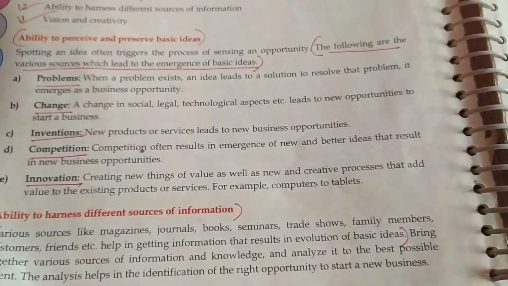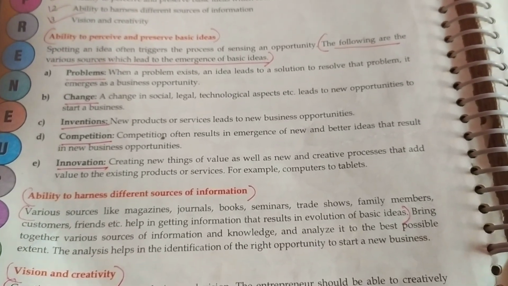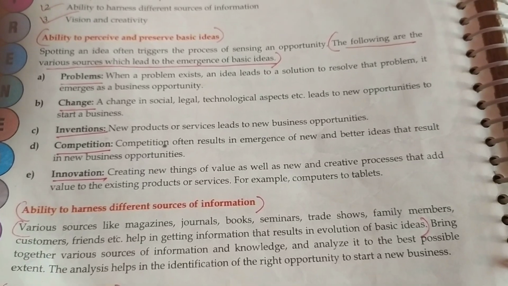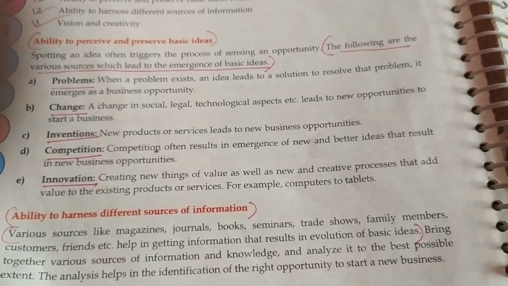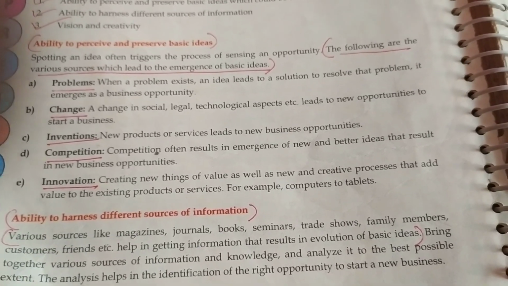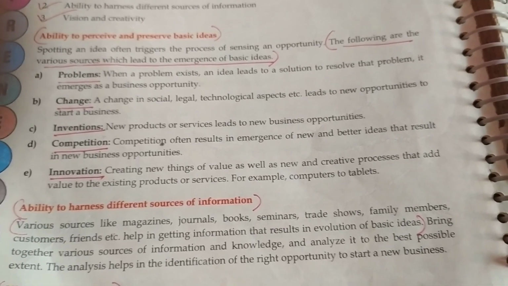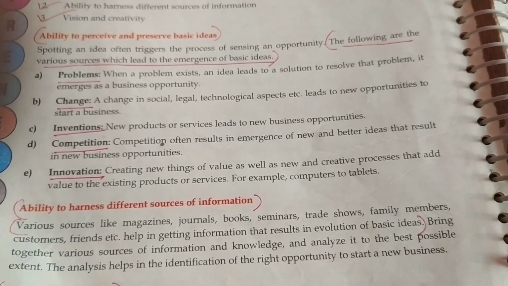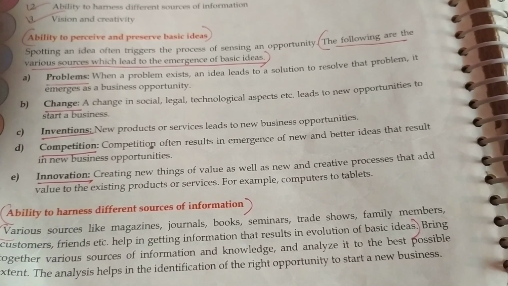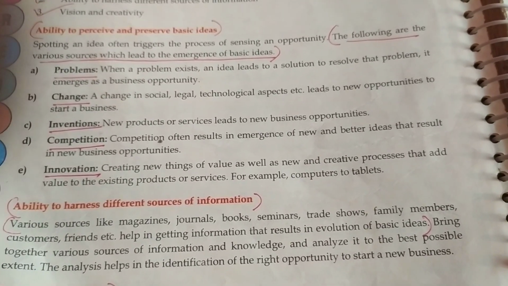The next part that we will do is the second point explanation, ability to harness different sources of information. Now, as I said, information is there almost everywhere, but you need to identify and tap the sources of information. From where will you collect all the information? What are the sources?